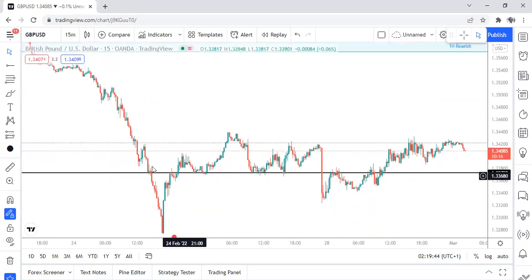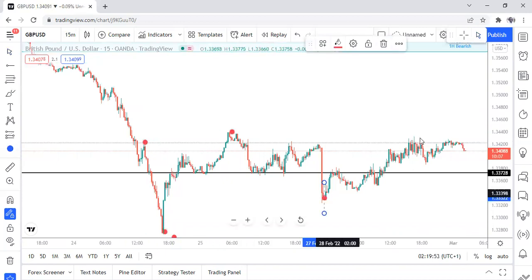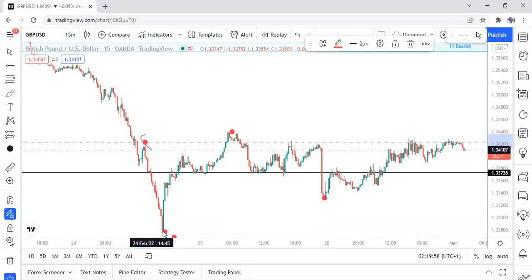On the 15 minutes time frame, there is a break of structure right around here. This was the recent high, it broke it. Then it's consolidating. You can see that this was the recent low. This was the lower low when it came, it broke the structure right around here. So there's a break of structure on the 15 minutes time frame.